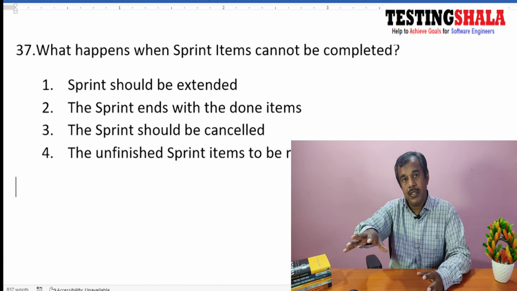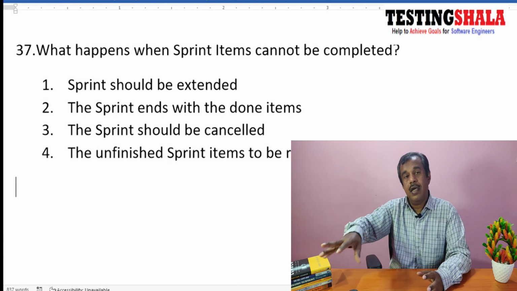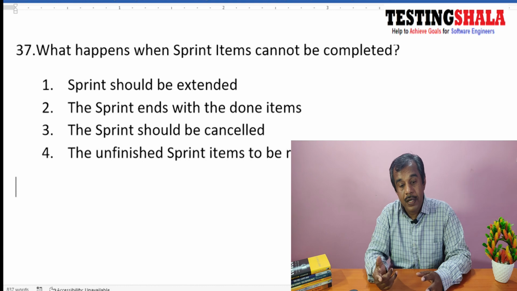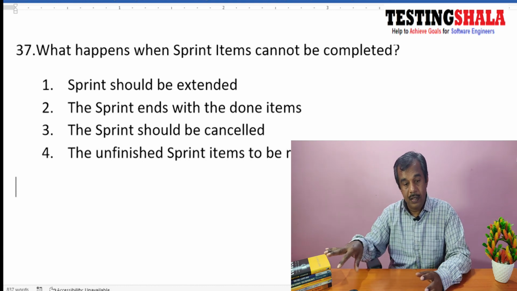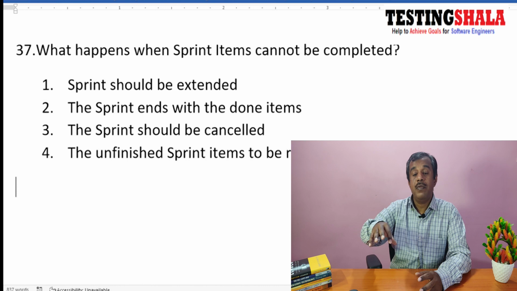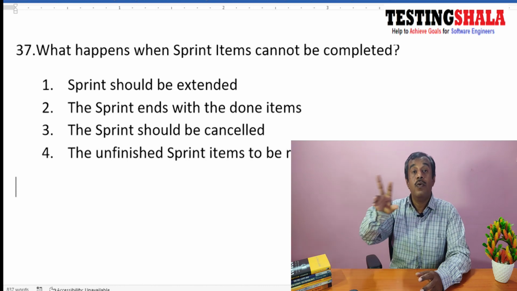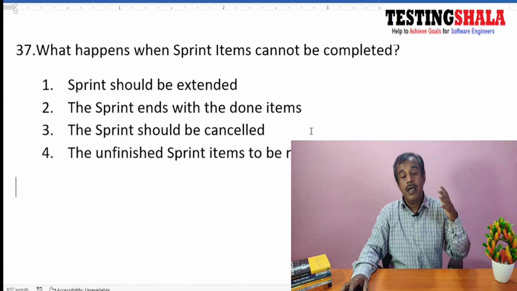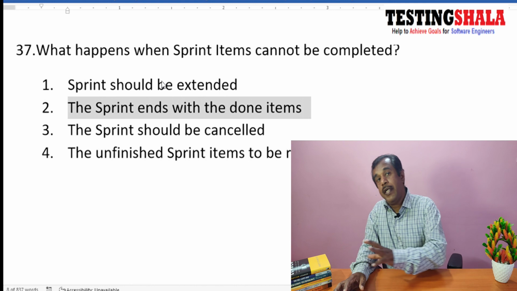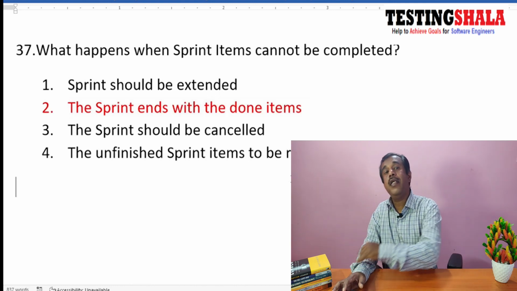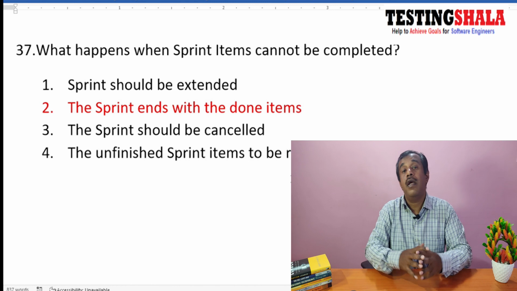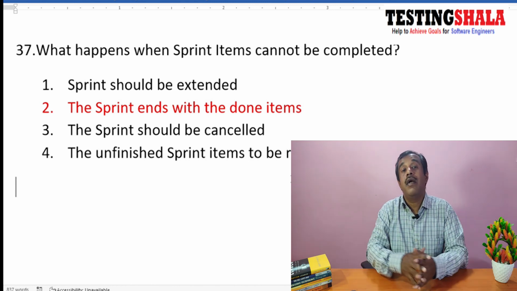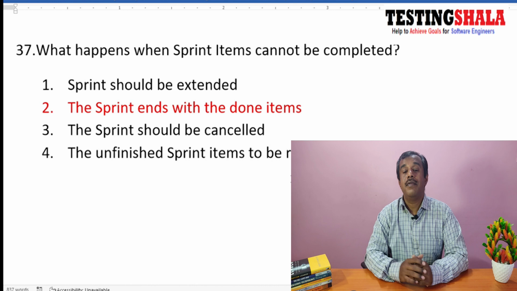Whatever items are done, we will mark as done, and whatever is not completed, we won't be cancelling as well. And removing the unfinished items from the sprint backlog is also not correct. We will only end the sprint with the done items, and the remaining things will be put back into the sprint backlog. We won't be removing them from the sprint backlog, but the items which are not completed, we will either move to the next sprint, or put back to the backlog based on the priority of that user story.